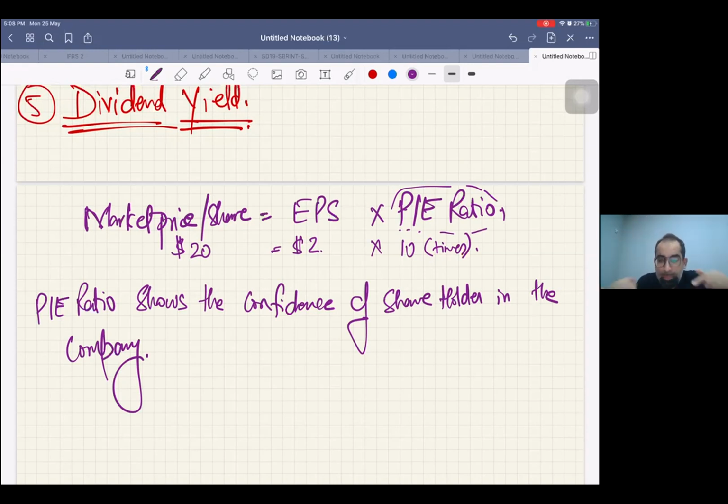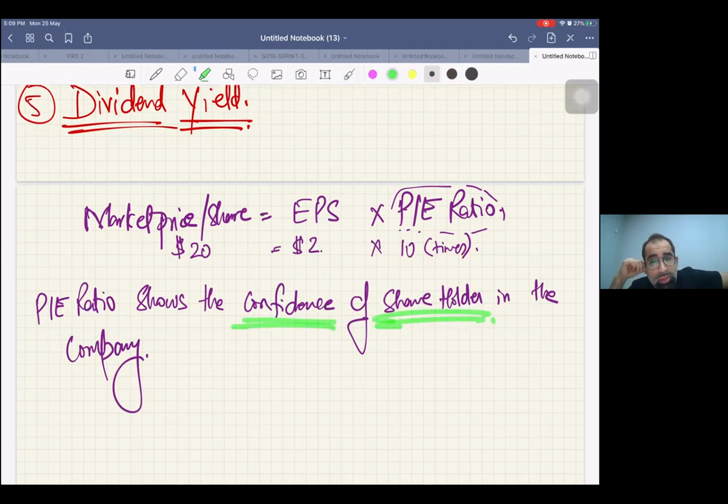So in short, look at the words. P/E ratio shows the confidence of shareholders in the company. That means how positively shareholders take the company's policies, steps and strategies, how shareholders think about the company's future, how the market thinks about the company's future.